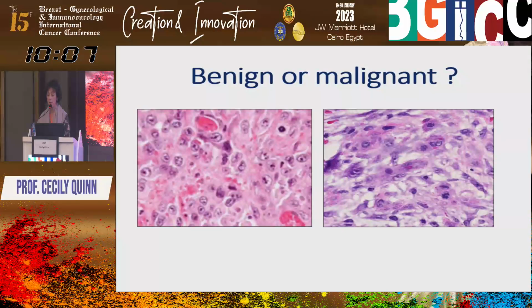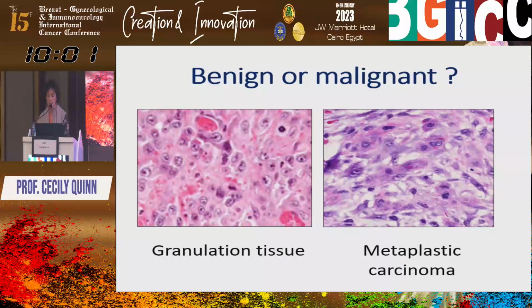So, benign or malignant? Well, the one on the left is granulation tissue, the one on the right is metaplastic carcinoma, but clearly pretty indistinguishable with those snapshots.